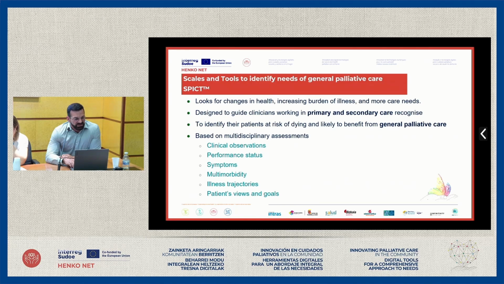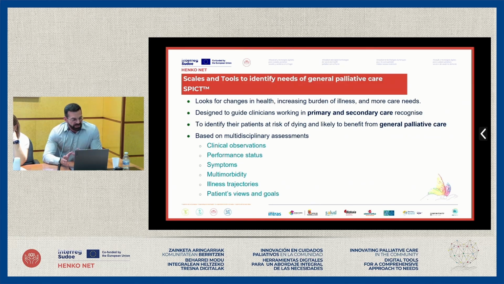First, scales have been developed to identify needs of general palliative care, to identify the patient in a palliative situation. They look for changes in health, increasing burden of illness and more care needs. And they are designed for clinicians working in primary or secondary care, to identify their patients at risk of dying and likely to benefit from general palliative care.